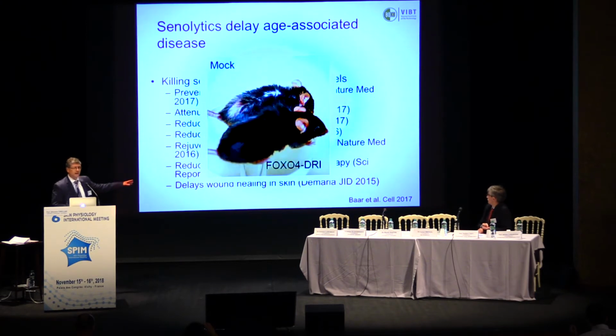This is from Peter de Keizer's lab. He is now in Utrecht. This is the treated mouse at the same age as here the untreated mouse. The senolytic drug used here is a peptide that inhibits p53 interaction with FOXO4, which is a specific interaction that happens in senescent cells. And I think this closely resembles Tina Turner versus Keith Richards here.